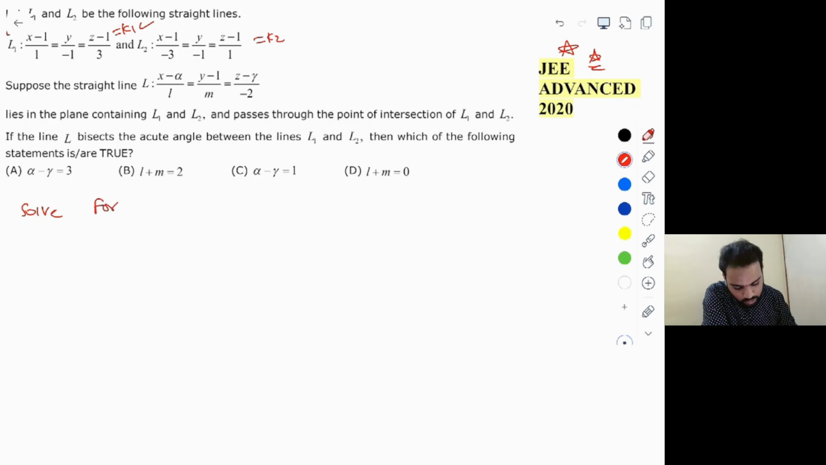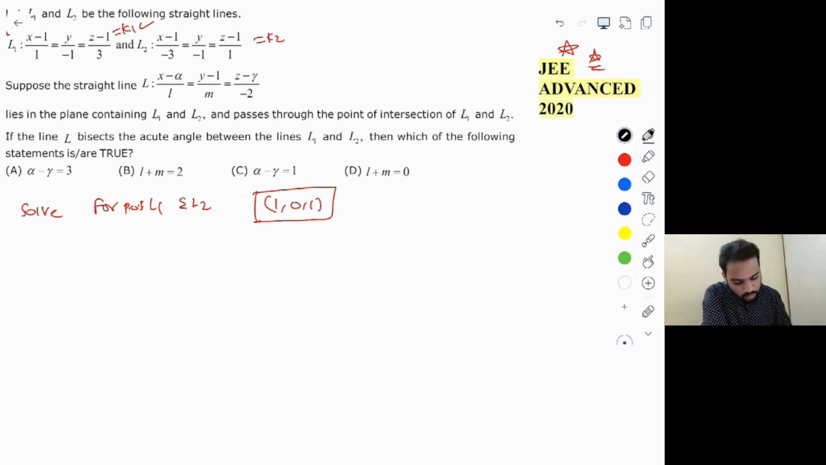So I'm writing the statement here: solve for the point of intersection of L1 and L2. If you solve it, you will get the point as 1 comma 0 comma 1. I'm leaving the solving part to you. If you solve it properly, you will get the point of intersection as 1 comma 0 comma 1.